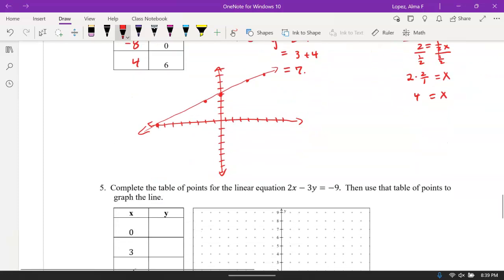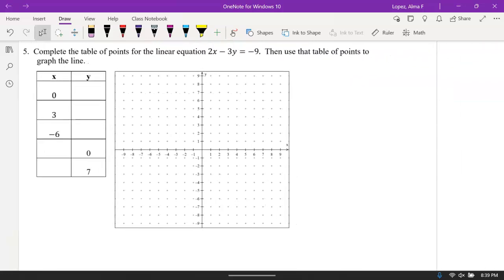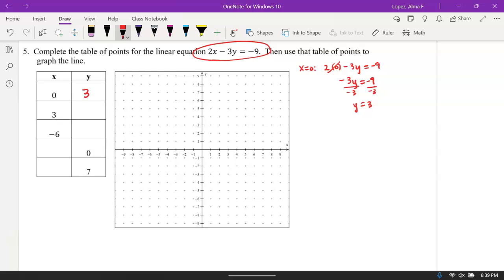Now, let's do one more, and I have a graph this time. Again, pay attention to whether you're plugging in x's or y's, and we get to solve equations like we have been doing in previous sections. Let's start with an x of 0. I'm going to plug it in everywhere there's an x in the original equation, which is right here. 2 times 0 minus 3y equals negative 9. The 2 times 0 is 0, so I end up with negative 3y is negative 9. After dividing both sides by negative 3, you're going to get y equals 3.